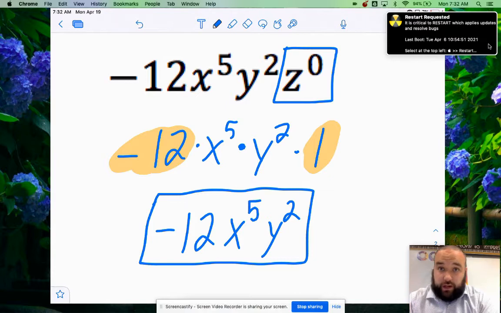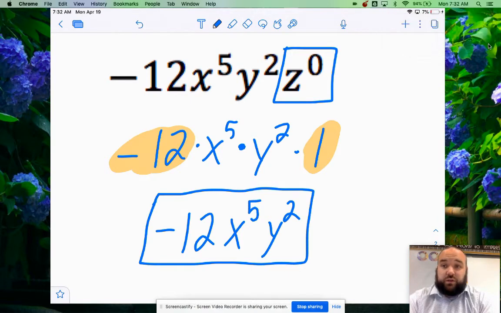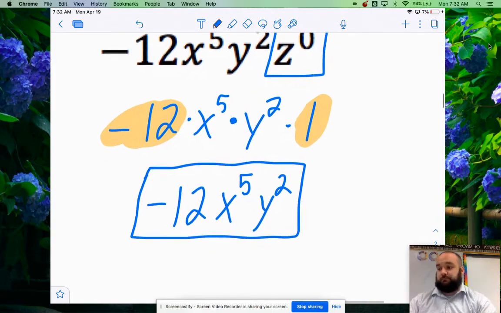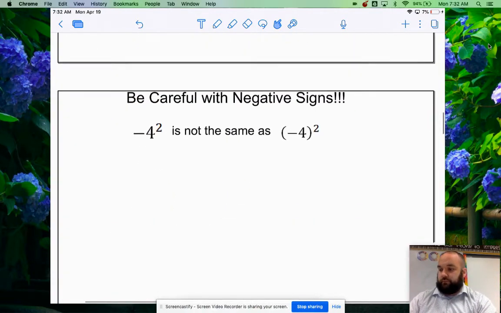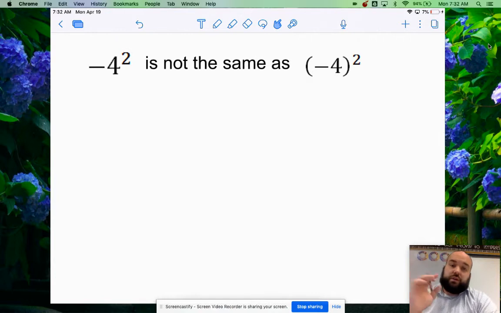We are not solving anything today, okay? Solving is what you do if you have an equation with an equal sign and something on both sides. We are not solving because there's no equal sign. We are just simplifying this, so we are trying to write the expression as short as we can, okay?